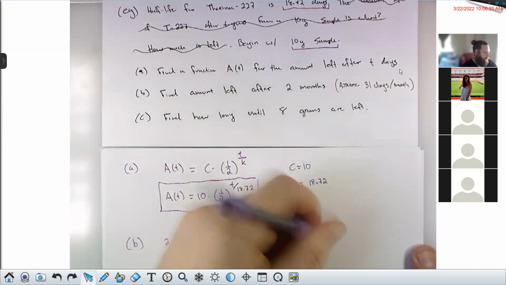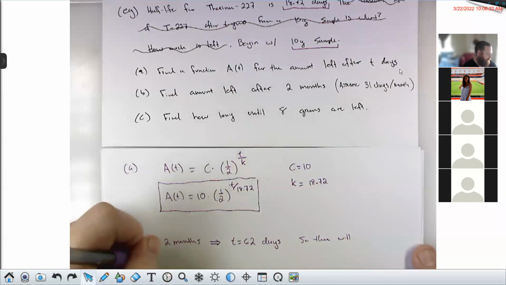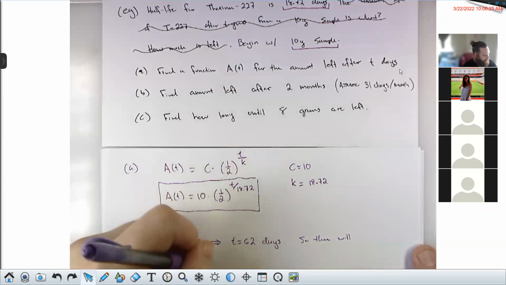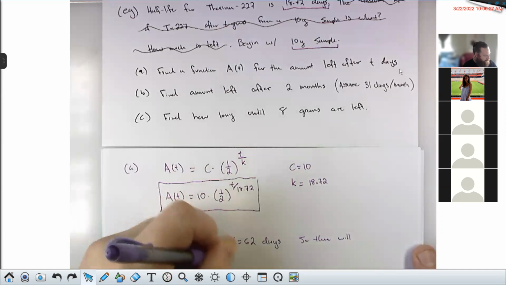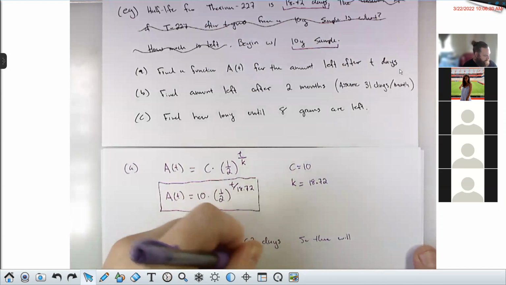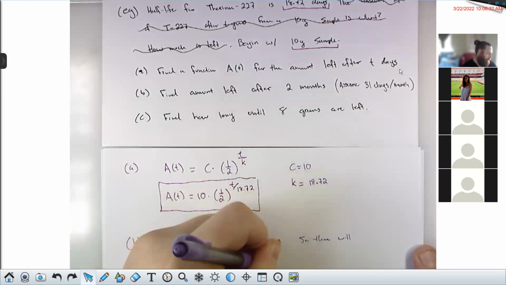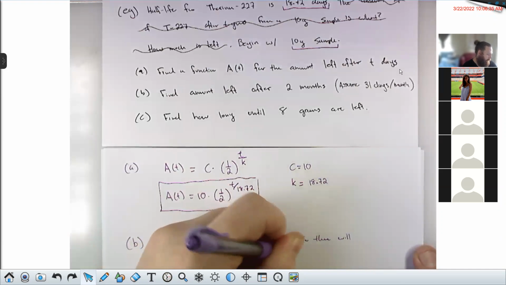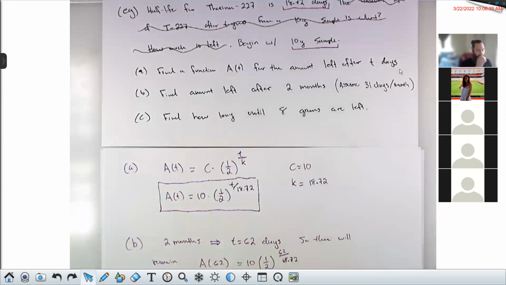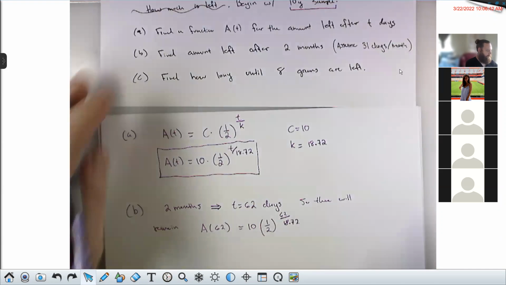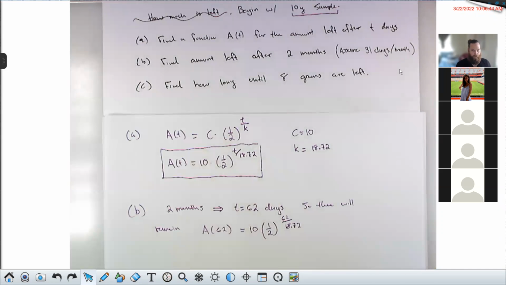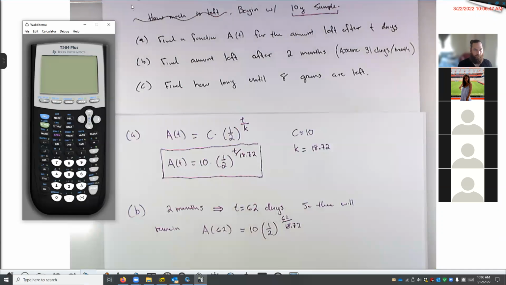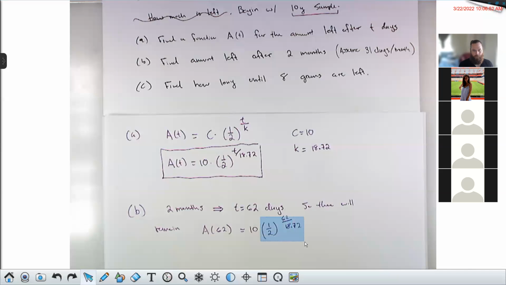So there will remain A of 62, which is 10 times 1/2 raised to the 62 over 18.72. That's how much thorium will be left. And like many of these things, the calculations are a little bit unpleasant. You cannot really do this nicely by hand, and you need to be careful with your parentheses. It's only the 1/2 that's being raised to this weird power.